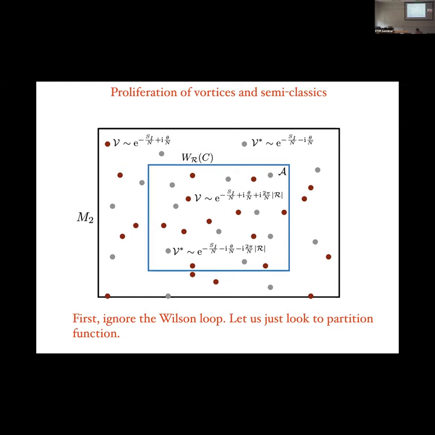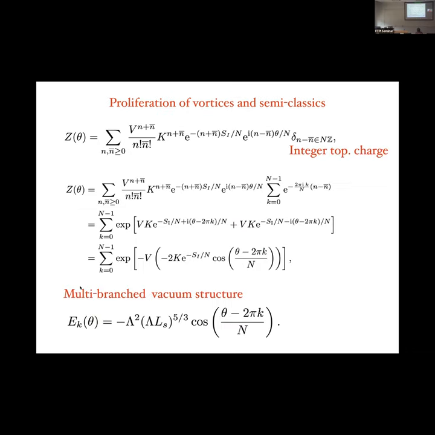So since these vortices are finite action configurations with action 1 over N of the instanton, that means they proliferate in the vacuum. They have finite density in the vacuum. And I put some manifold here, M2, and I inserted this Wilson loop, but be ignorant of the Wilson loop for the moment, okay? So let us just look at the partition function. It is something familiar. The partition function is the same thing as I got in quantum mechanics.